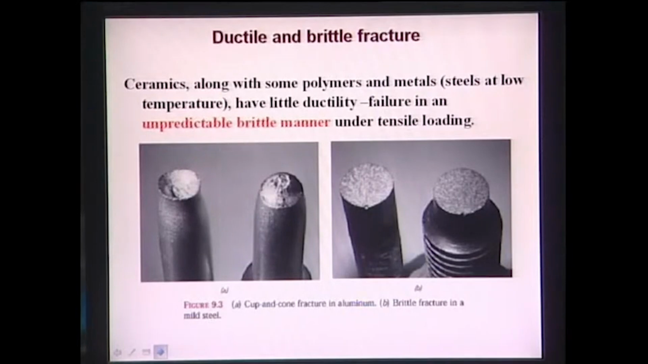Now first let us understand what is meant by ductile fracture and what is meant by brittle fracture. Ductile fracture means that prior to the fracture the material undergoes extensive deformation, and that has been shown here, and it is typically cup and cone type of fracture. Brittle fracture means that the material is fractured completely into two surfaces without much deformation prior to the fracture. Now this brittle fracture takes place in a very unpredictable brittle manner.